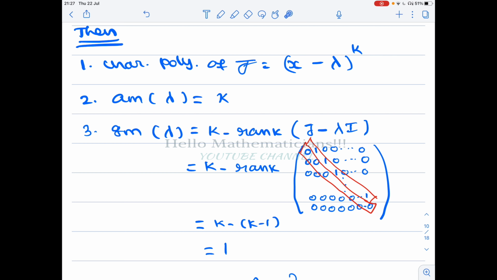Okay, so what is the rank of this matrix? Clearly only the last row is 0, and all the other rows are linearly independent, because this is like the e2 vector, this is the standard basis vector e3, this is e4, then this is ek.